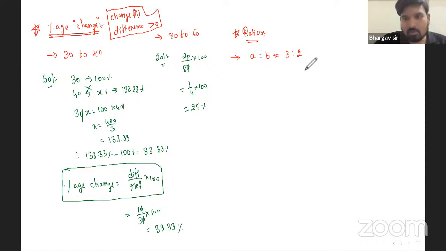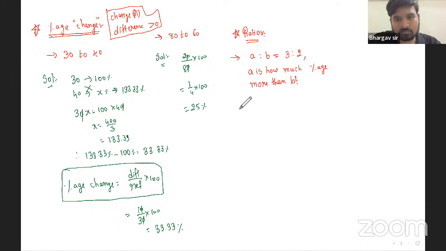Okay. Now my question is, A is to B is equal to 3 is to 2. A is how much percentage more than B? That's my question. A is how much percentage more than B? How do we do this? It should be very simple, easy and fast.